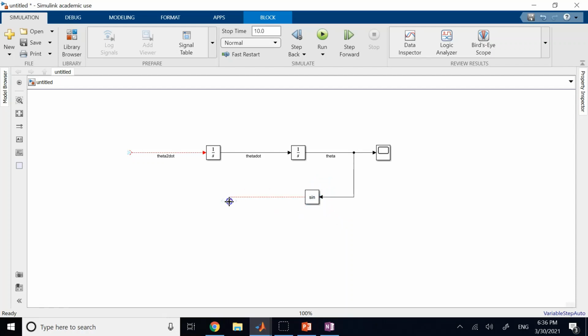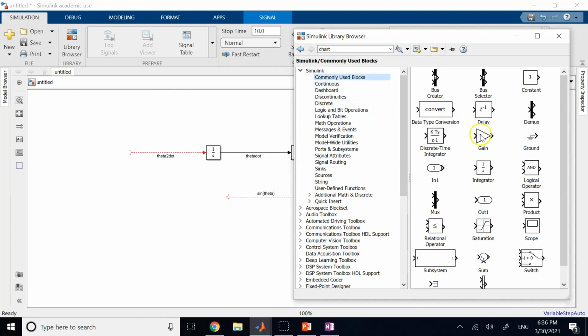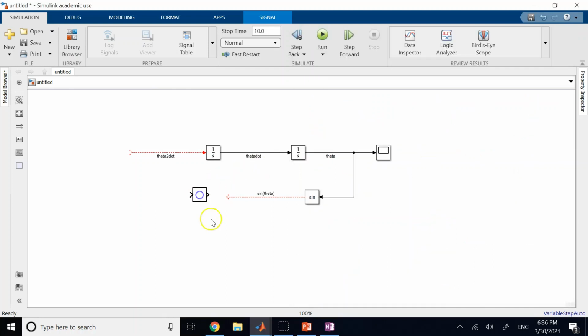And now, so this signal is going to be what? Of course, it is going to be sine of theta. And now I need to multiply it by a constant number. Anytime you want to multiply any signal by a constant number, you bring a gain block, which is under commonly used blocks. That's this block here, gain. And you see here, I would rather invert this block. So I use Control-I and invert it. And now this gain for me, if I multiply it, it should be theta double dots.